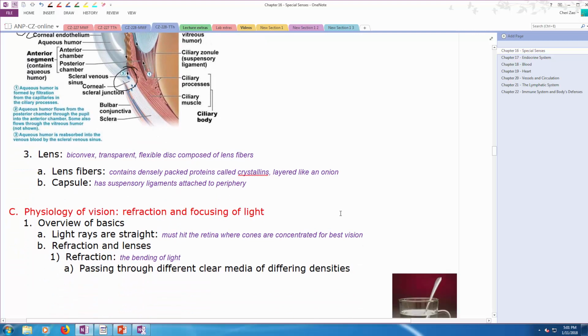Lens is a biconvex, transparent, flexible disc composed of lens fibers. So biconvex means in or out? Out. That's right, on both sides. That's what our lens is like. It's an outie on both sides. Not an innie, it's an outie. Protruding out on both sides. And it is also avascular.